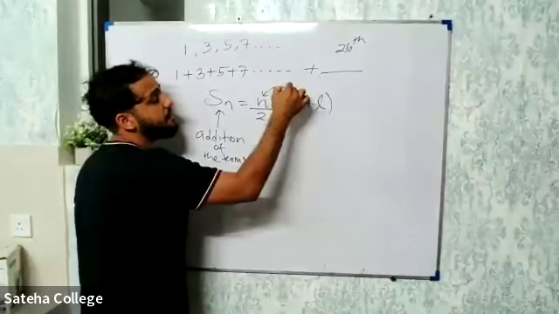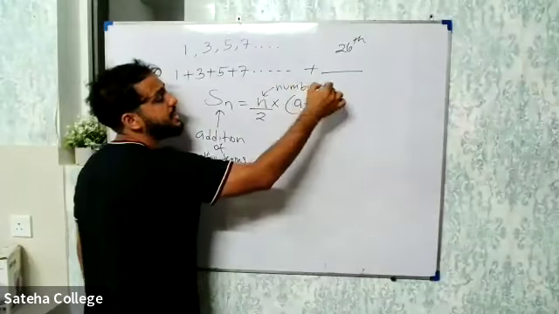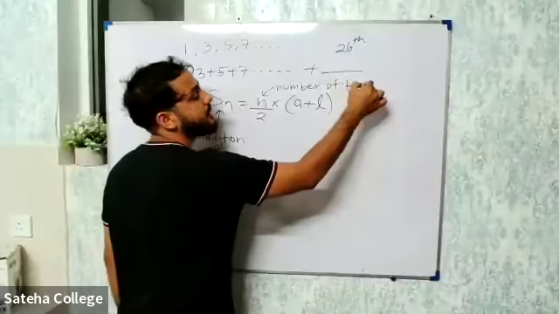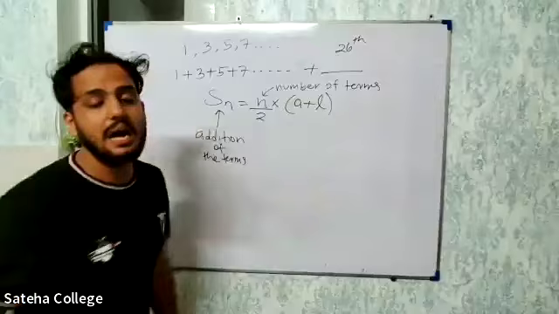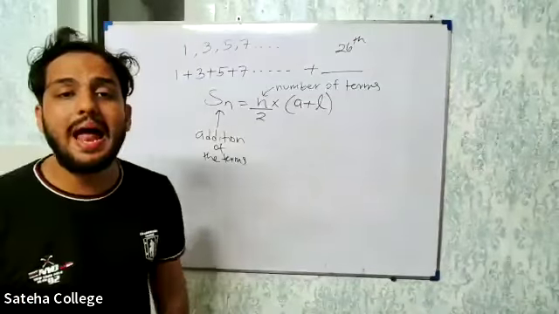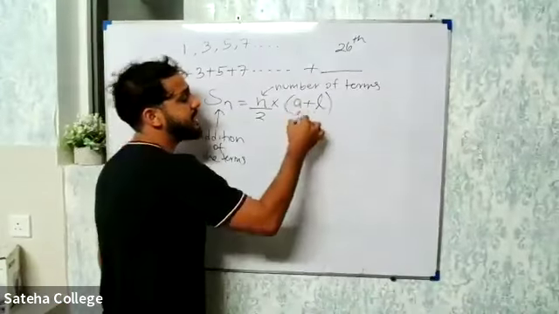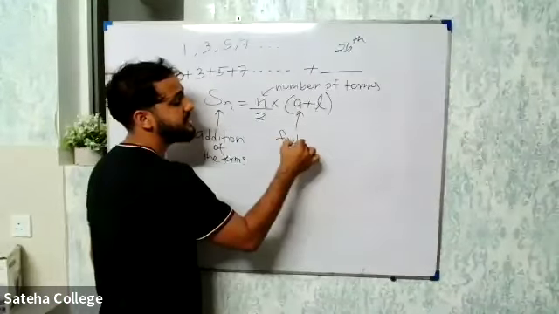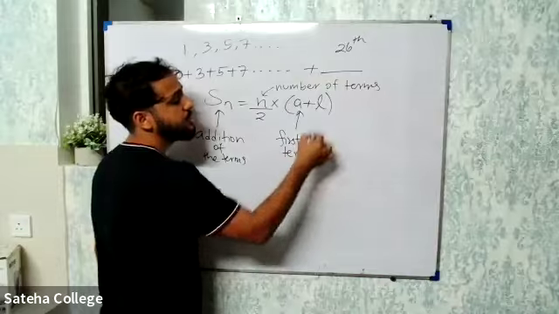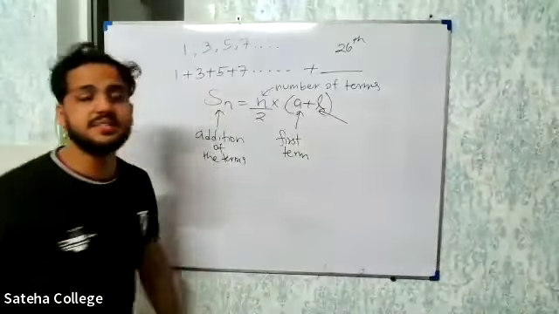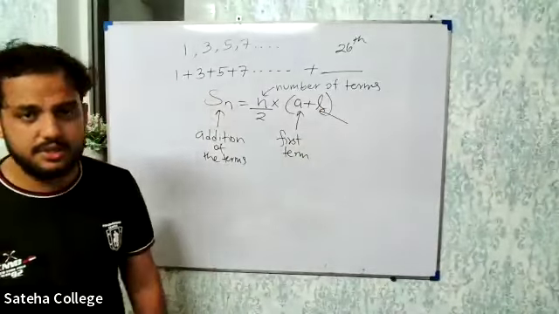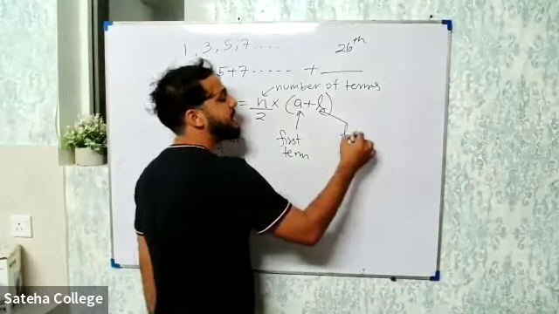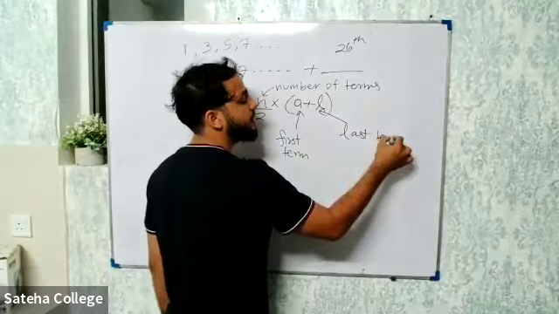N means the number of terms. How many terms are you adding? N means the number of terms that you are going to add here. A means your first term. Write this down, these are important. For you to know what each of these terms in the equation means is very important. L here means the last term.